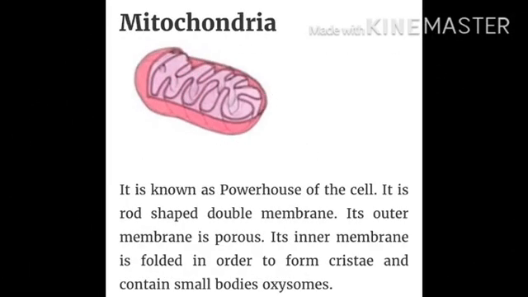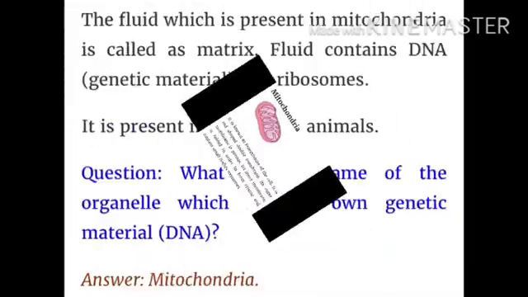Now the organelles present in animal cell. First is mitochondria. It is known as the powerhouse of the cell. It is rod shaped and double membraned. Its outer membrane is porous. Its inner membrane is folded into cristae and contains small bodies, oxysomes.